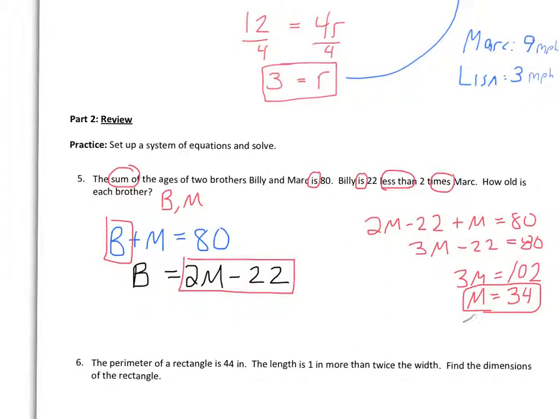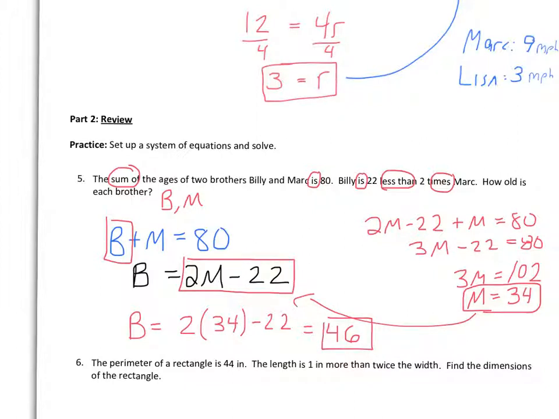So I'm going to go back into the box. And Billy is 2 times 34 minus 22. Which is 68 minus 22, or 44 years old. No, that's wrong. 68 minus 22 is 46. Yeah, there we go. Doing this in my head, people. So you get 46 years old. So Billy is 46, Mark is 34.